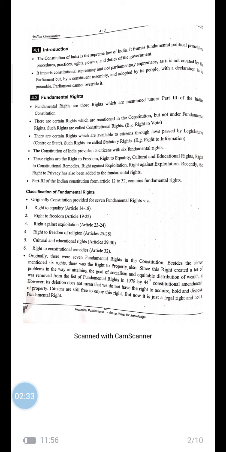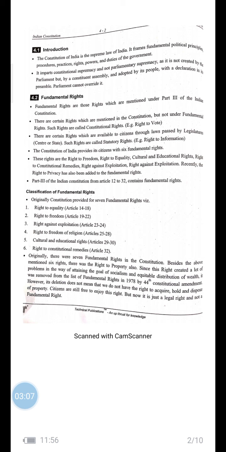Then there are certain rights which are available to citizens through laws passed by the legislature of the center or states. Such rights are called statutory rights. For example, the right to information. So as Indian citizens, we possess various types of rights: statutory rights, constitutional rights, and fundamental rights.